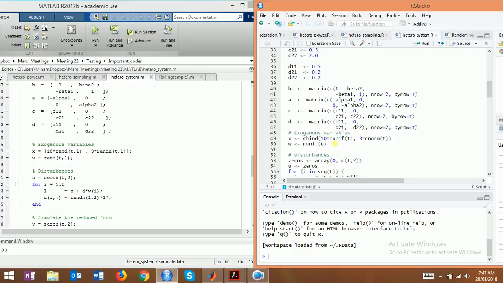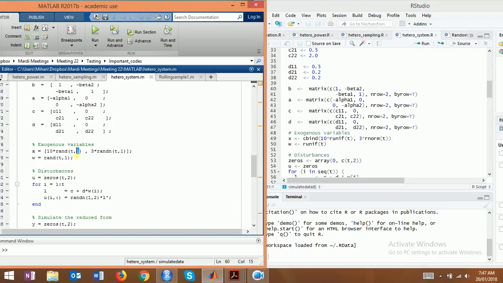Exogenous. So 10 into random is RUNIF, a uniform distribution. In a uniform random distribution, the maximum will be 1. And a normal random distribution is RNORM. So RUNIF and RNORM. These two are the functions, and I'm representing them with column bind, so they are coming in columns. I'm not combining them. I could have combined them. They could have been in one row if I put C, but instead of that I'm doing column bind.